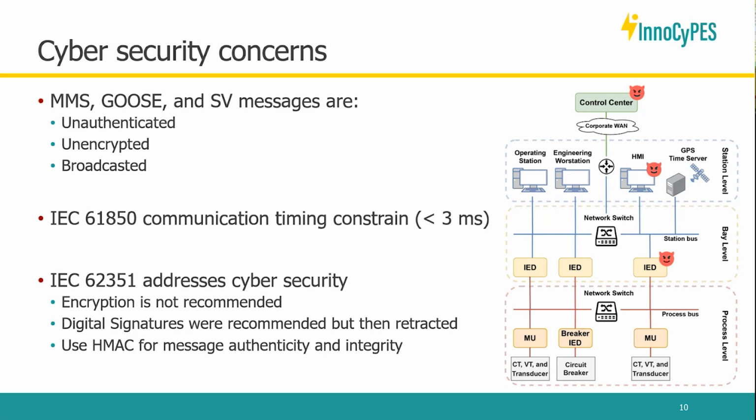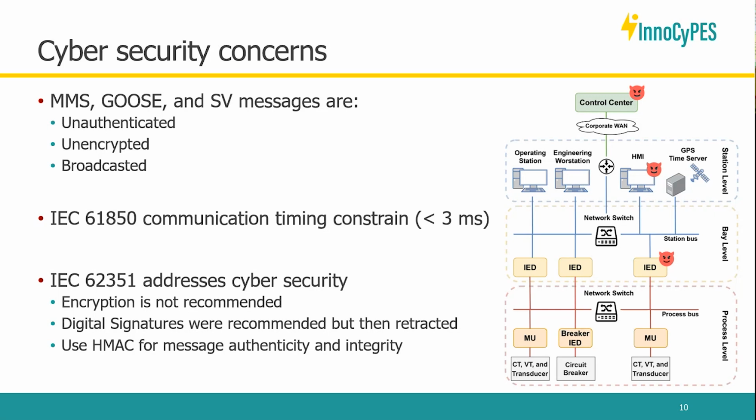You may ask why we don't implement authentication, encryption, or some kind of security measures. The main reason is the timing constraint. When IEDs send tripping signals to a circuit breaker, it can't wait for the circuit breaker to decrypt the message, authenticate the sender, and then act accordingly. They need to operate in real time.